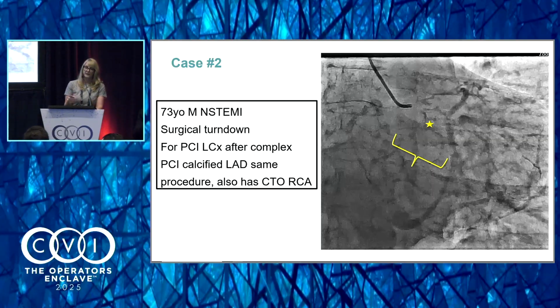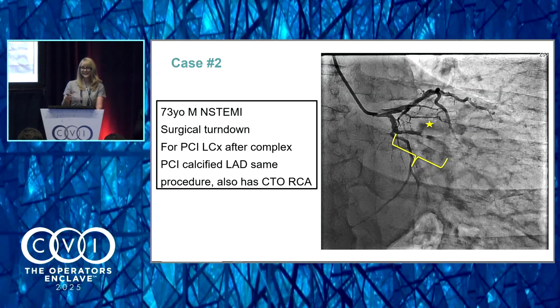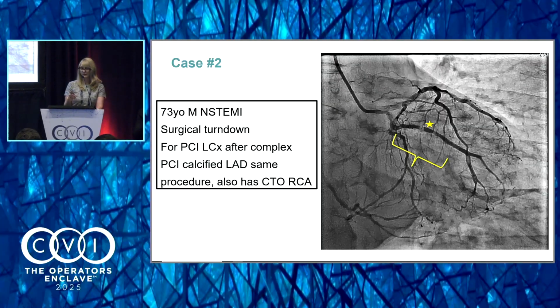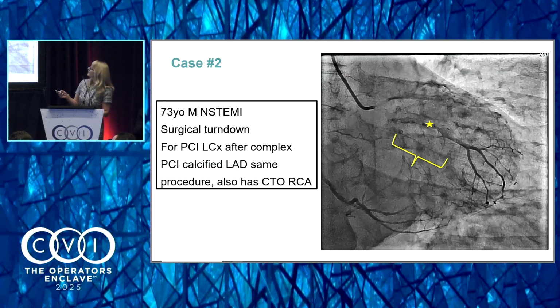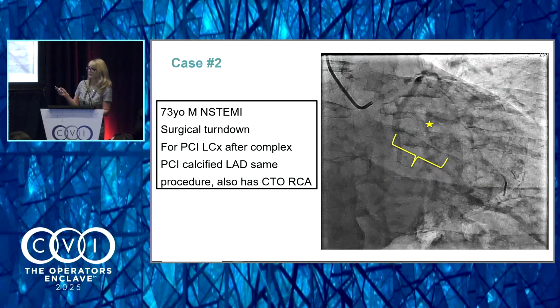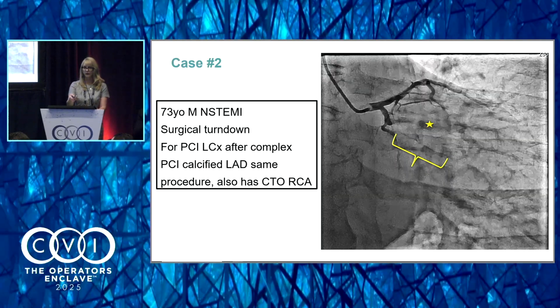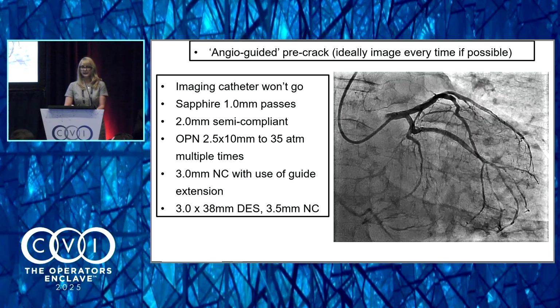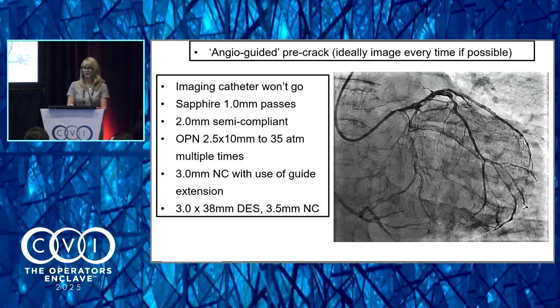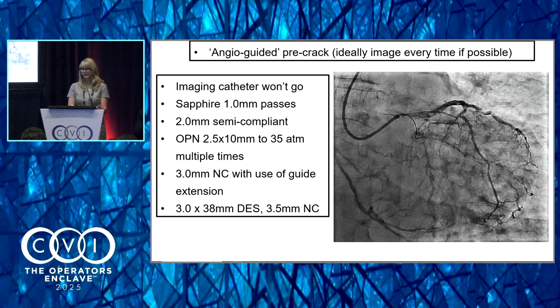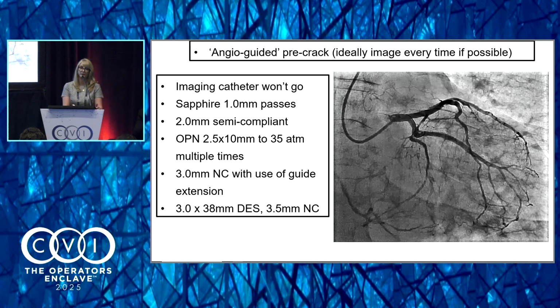This is a case where I did a pre-crack technique without initial imaging, the reason being I was not able to advance an imaging catheter down there because of tortuosity in the proximal vessel and the severely calcified lesions as well. So initially I took a Sapphire, a very deliverable 1 millimeter balloon, and did multiple inflations that allowed me to subsequently get a 2 millimeter balloon down there.